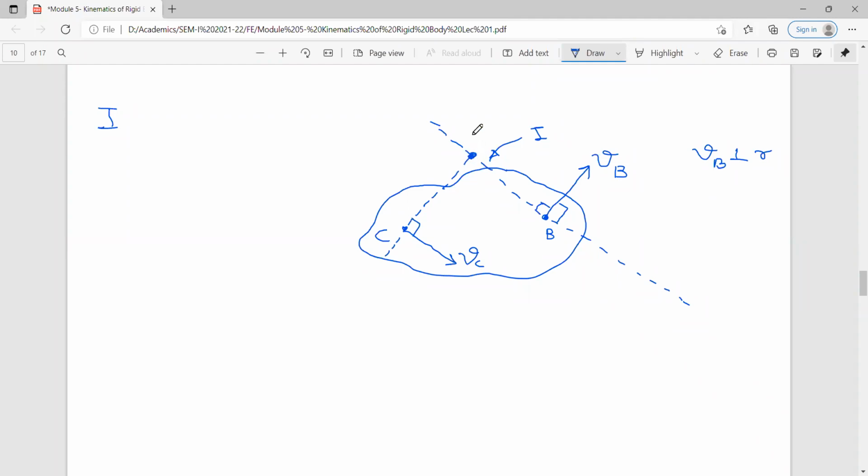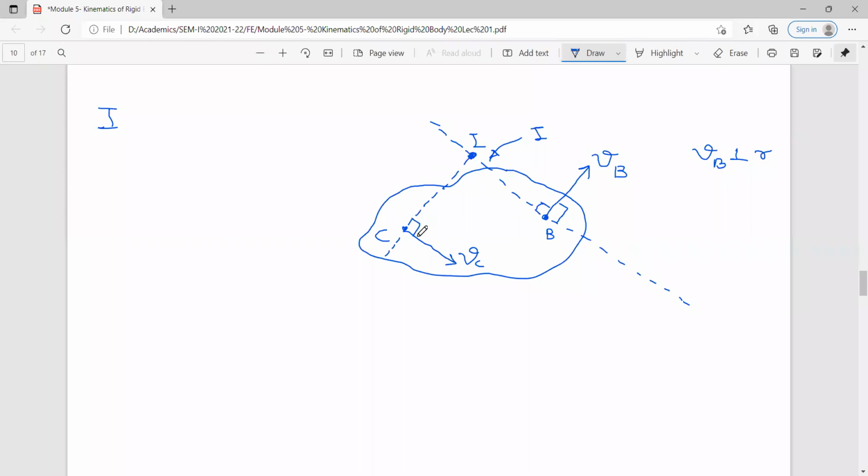Okay, so this is my ICR. इस लाइन पे ICR आना था, तो ये लाइन तो वो छोड़ेगा नहीं ICR. And this ICR of point C will be perpendicular to this velocity, so it will be somewhere here. Everyone got the concept? Yes, sir.